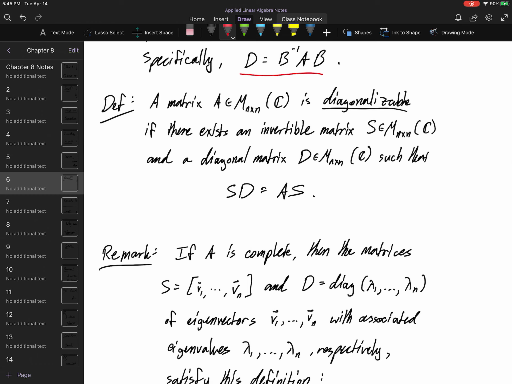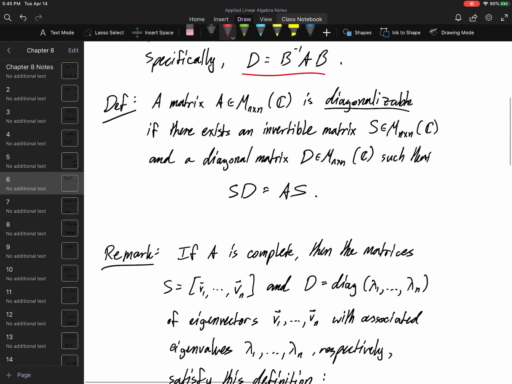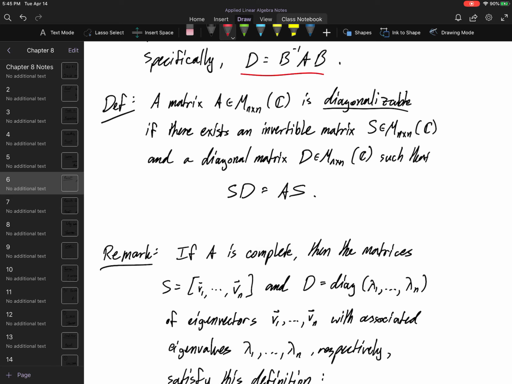And when a matrix can be broken down in this way, where B times D times B inverse is a factorization, where D is a diagonal matrix and B is a change of coordinates matrix, then we say that this matrix is diagonalizable.